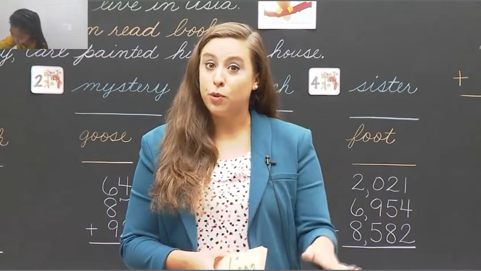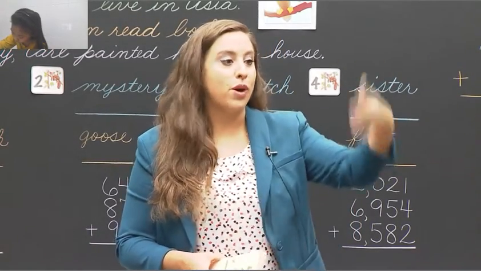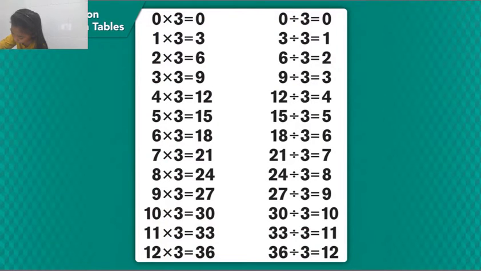This time boys will start and girls will echo. Boys stand. 0 divided by 3. Doing the division side. Ready? Begin. 0 divided by 3 equals 0. 3 divided by 3 equals 1. 6 divided by 3 equals 2. 9 divided by 3 equals 3.